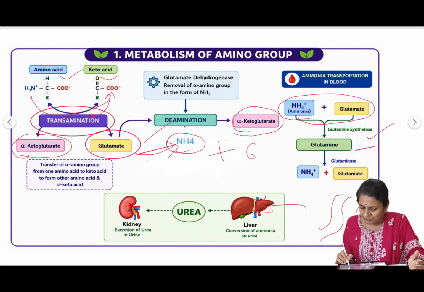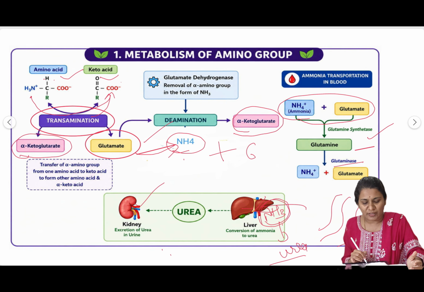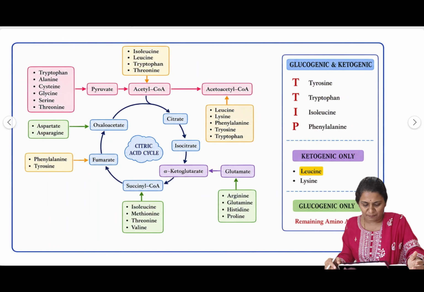Again, with the help of the enzyme glutaminase, ammonia is released in the liver. So in the liver, what is happening? Detoxification of the ammonia, it is converted into urea. This urea, with the help of the kidney, is excreted in the urine. So this is the overall view of amino acid metabolism.